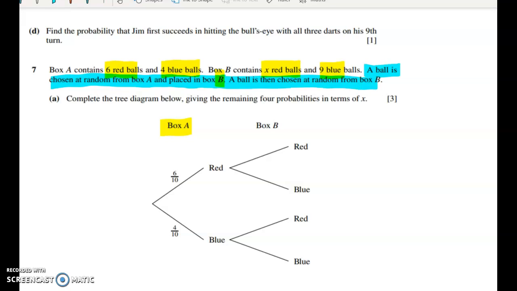So if we think about what's happened here, this is where we choose a red ball from box A. Box B has got X.